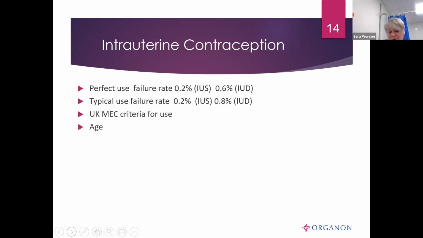Age range, so upper age limit. We know for women, we've already mentioned that women need contraception up to the age of 55. So it does depend on what age they've had it fitted. So it's making sure you're very familiar with the faculty guidance there.